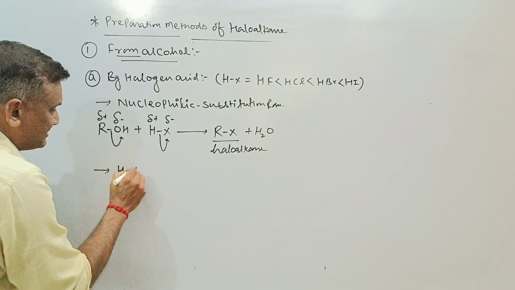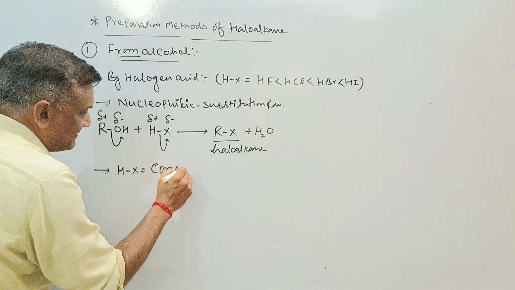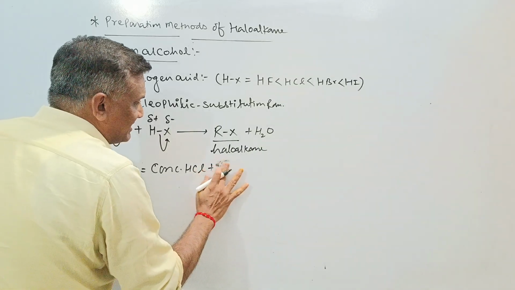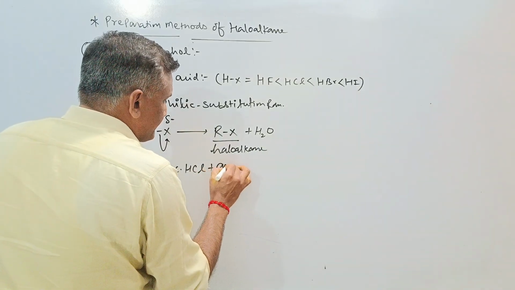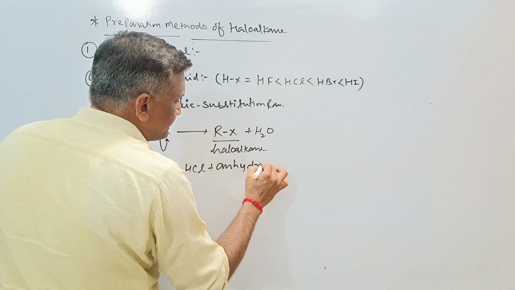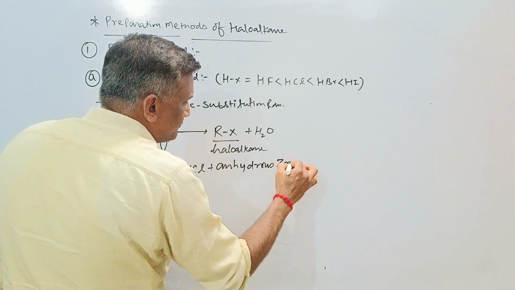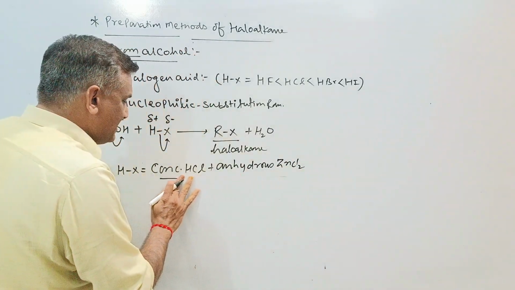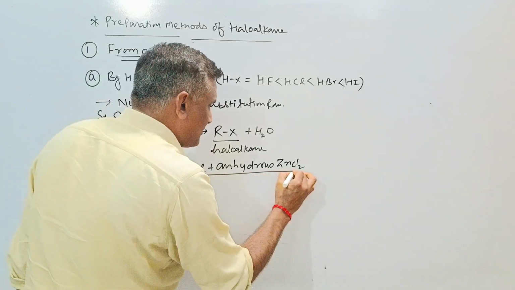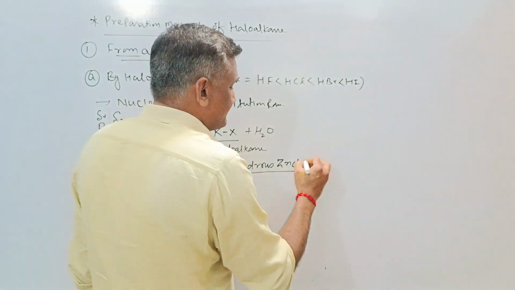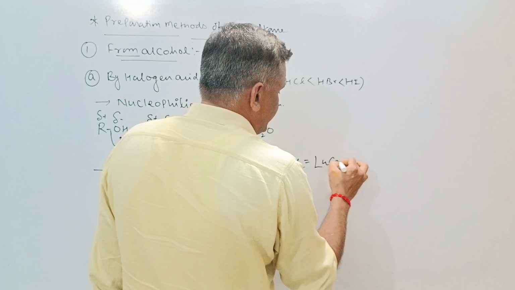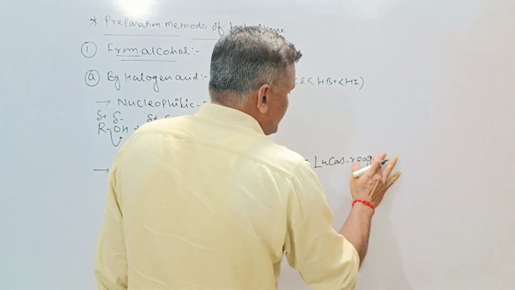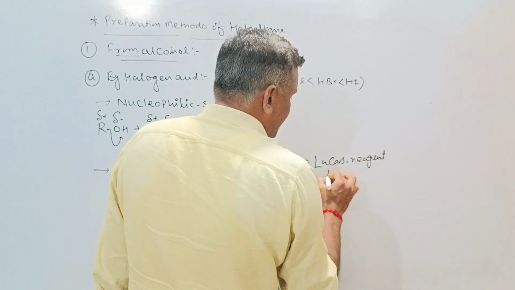If HX is concentrated HCl, and we use anhydrous ZnCl2 with it, then the mixture of concentrated HCl and anhydrous ZnCl2 is called Lucas reagent. This is the Lucas reagent. In short, we will call it LR.